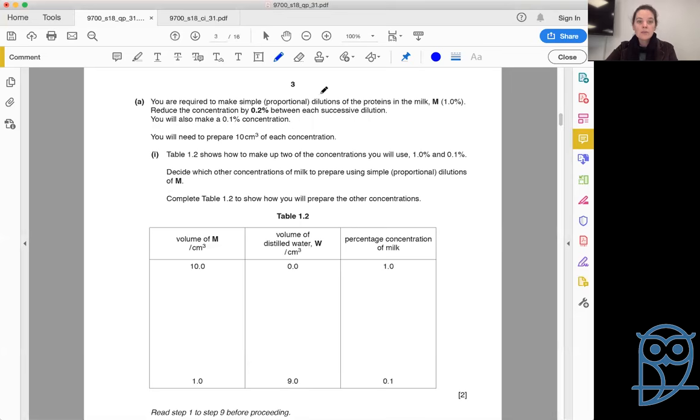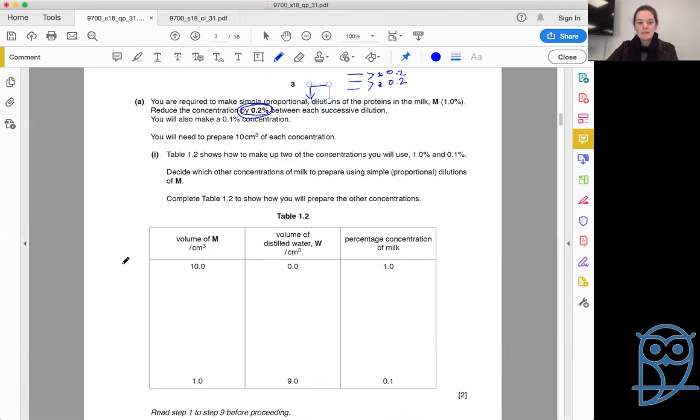So, simple dilution. This is the one where we're going to have even gaps between each of our concentrations. It's not the one where we go by 10%, 10%, and then it gets smaller and then it gets lots more decimal points. Okay, this is the one where if this is a 2, then this is a 2. How much is it? It's a 0.2. So we're going to have a 0.2 between each of our concentrations. And we're going down to a 0.1.